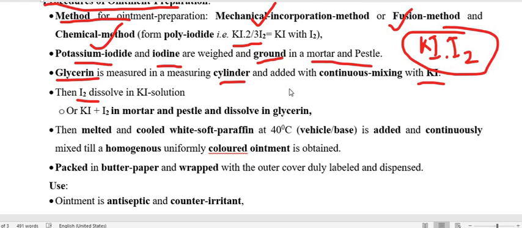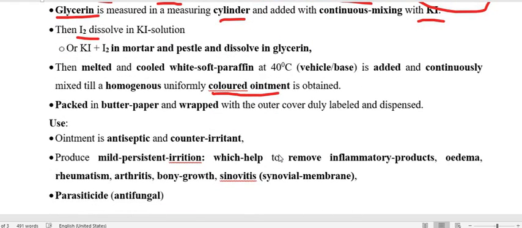After mixing the potassium iodide and glycerin, and then the iodine, and properly mixing these three chemicals, we weigh the final component, the base or vehicle, and melt it at 40 degrees centigrade. After melting it, we mix by the fusion method. You pour the melted base into the mortar and pestle and mix it properly, and it takes on the color of the iodine, and this makes the iodine ointment. So this is all about the preparation of the iodine ointment.